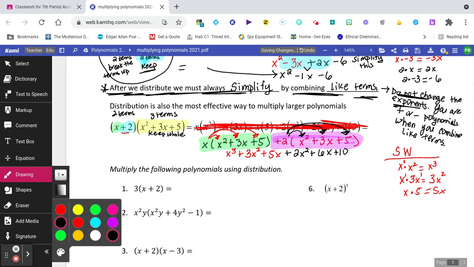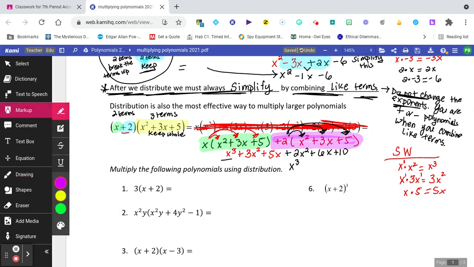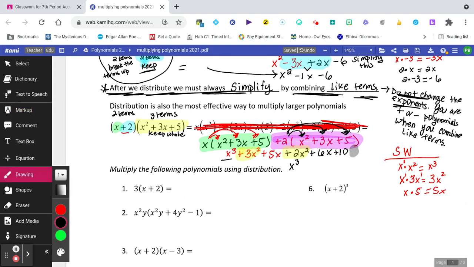And then I just work on combining like terms. Well, x cubed isn't like anything, so I'm just going to keep it. But I do have some like terms. Positive 3x squared is like positive 2x squared. My exponents won't change when I combine like terms or simplify, because this is the part where I need to simplify, which means you're just combining like terms, guys. So 3x squared plus 2x squared is 5x squared.